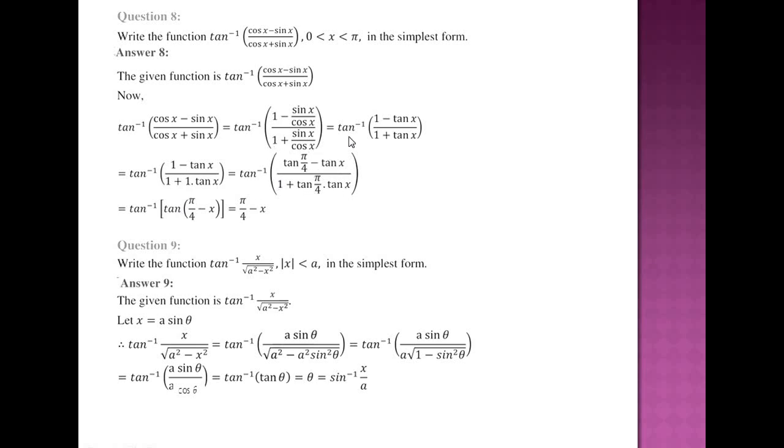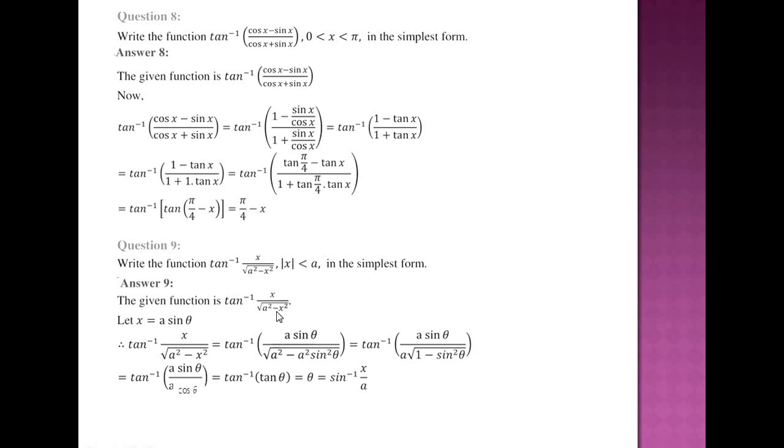So I have converted this into the tan form. This will get nullified, and what are you left with? Pi by 4 minus x. That is the simplest form. Now question number 9 also. Write this function in the simplest form.